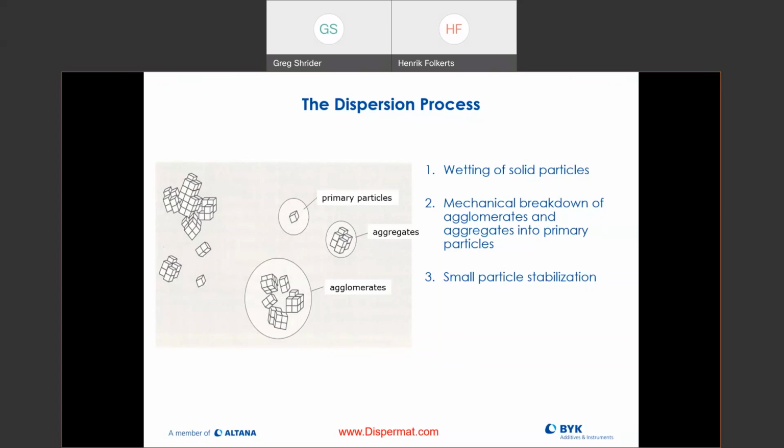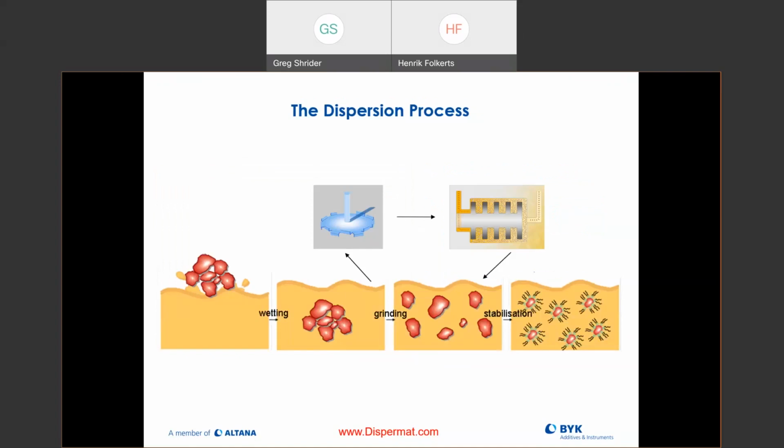Okay, so at the end, once we achieve the primary particle size, we want to basically stabilize those particles with the right additives. So I like this slide a lot. It shows the different steps.